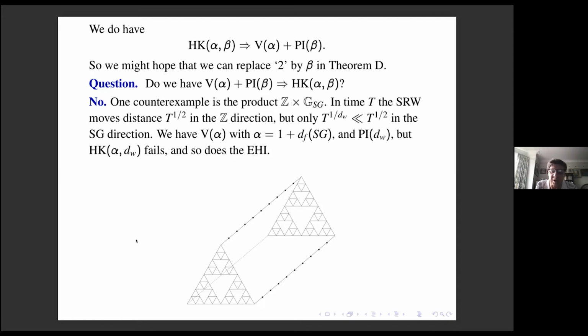Because it's a graph product, it's easy to estimate the transition probabilities. It's just the product of the transition probabilities of the two individual random walks. In time t, the simple random walk moves the distance t to the 1/2 in the Z direction, but only t to the 1 over d_w, which is a much smaller amount, in the Sierpinski gasket direction. And what that means is, it's fairly easy to see that the HK(alpha, d_w) estimates fail, and the elliptic Harnack inequality fails, because if we take a ball in this product, the process is almost always going to leave that ball in the Z direction, having moved only a very small amount in the Sierpinski gasket direction. And so it won't have homogenized, or the exit probabilities will be very different from different points in the ball of center x and radius r over 2.